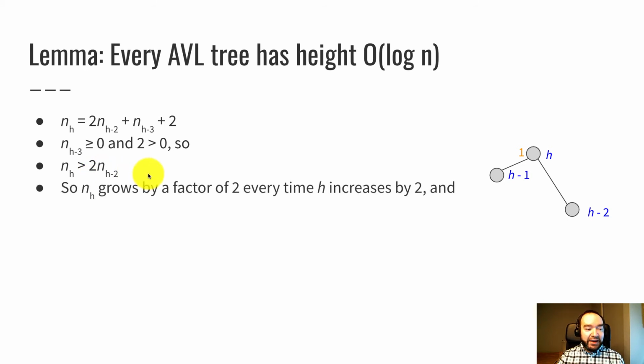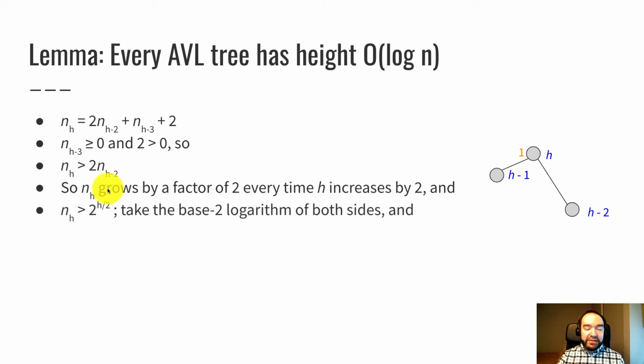So that means that n(h) grows by a factor of 2 every time h increases by 2. So if the height goes up by 2, then the number of nodes has to at least double, is what that says. And so we could rewrite this in terms of exponential growth and say that n(h) has to be greater than 2 to the h divided by 2 power, because every time h goes up by 2, it doubles. So this is powers of 2.